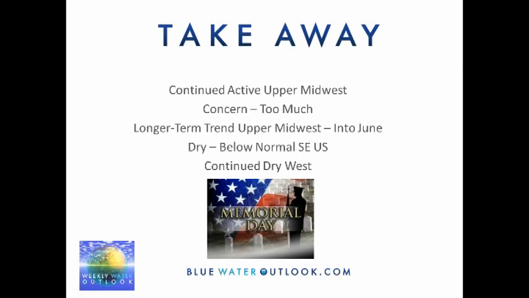Continued active Midwest. The concern right now is too much rain in those areas. The longer-term trend looks like it's going to continue. It won't be every day, but it looks like above normal precipitation or well above normal precipitation right into early June. Dry over the southwest U.S. and below normal precipitation over the southeast U.S. Very dry over the western U.S.